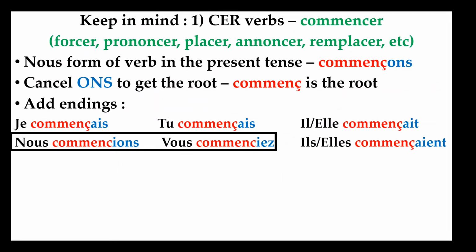For 2 sets of ER verbs, you need to be very careful. The first is the CER verbs. For example, commencer, when you take it in the nous form, it is commençons, where the second C has a cédille under it. So once you cancel ons, it becomes commenç with the cédille. Now you would add the endings like normal, but remember, when you are taking the imperfect for the nous and the vous, you have to remove that cédille. For the other persons, it remains. Take note of this, this is an important exception.